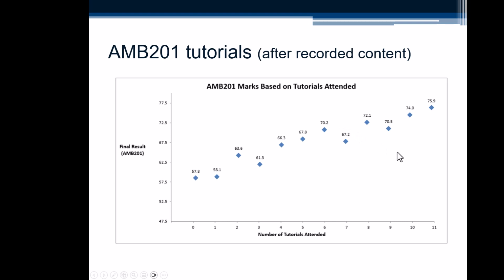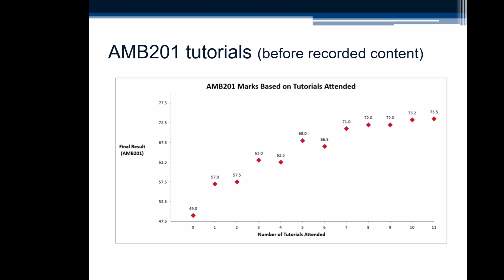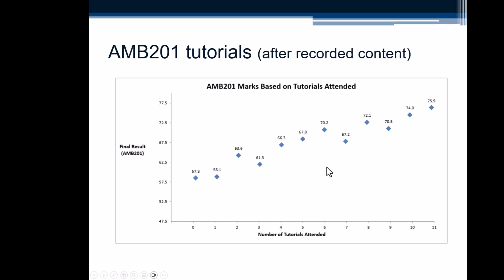All right, so some useful information for thinking about how you might perform well in a unit like AMB 201. Think about the grade that you want to achieve based on how students have performed in the past, but also keep in mind that it's perhaps useful to attend tutes or at least access all of the content that's provided to you.